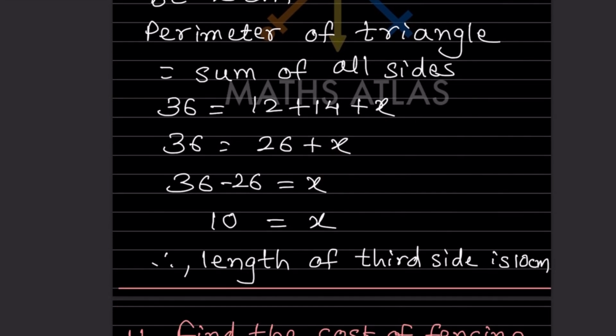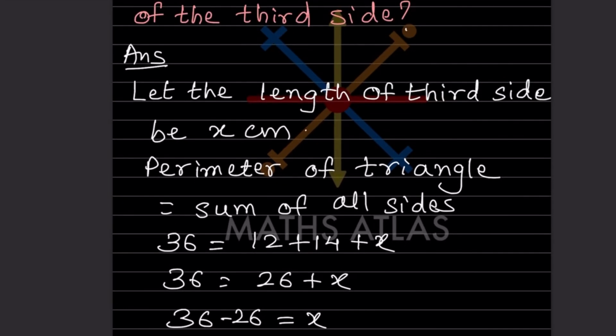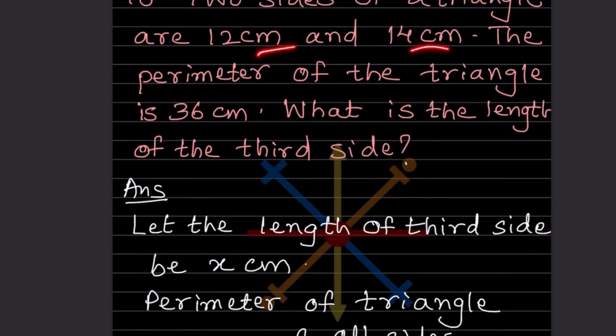Now see here, this is 10 when you subtract, and this is x. So the length of the third side is 10 centimeter, because these are given in centimeter.